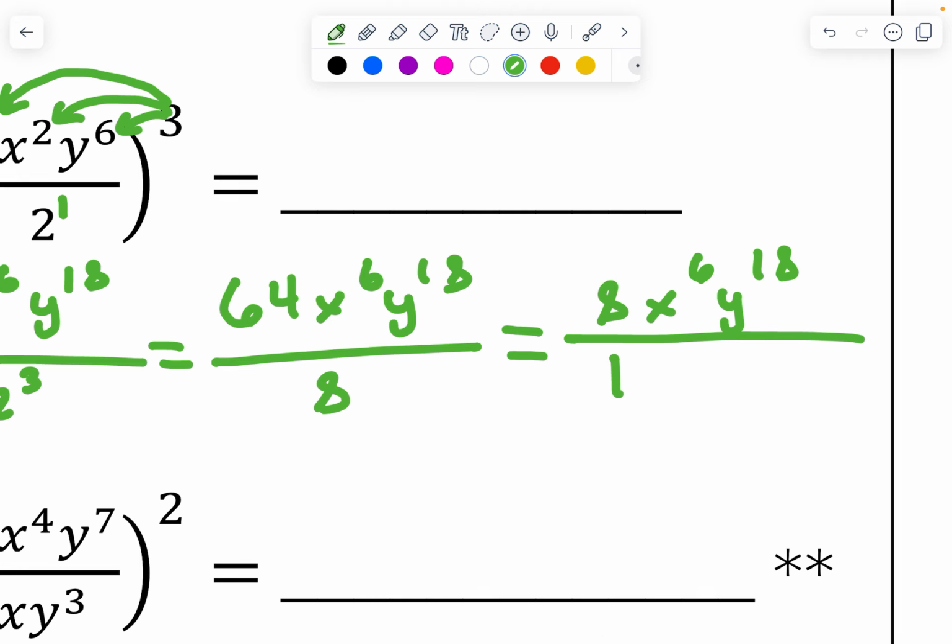But remember, whenever we divide anything by 1, our answer is just the top. So my final answer here is going to be 8x to the power of 6, y to the 18th.